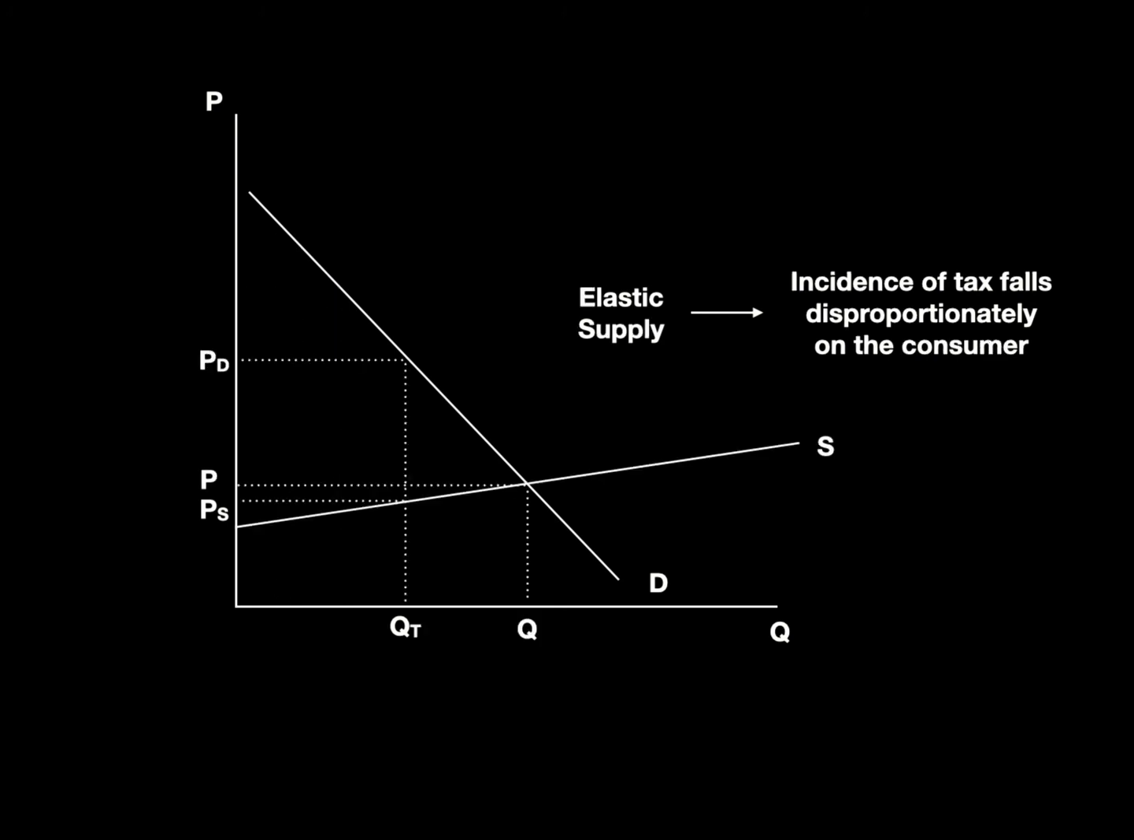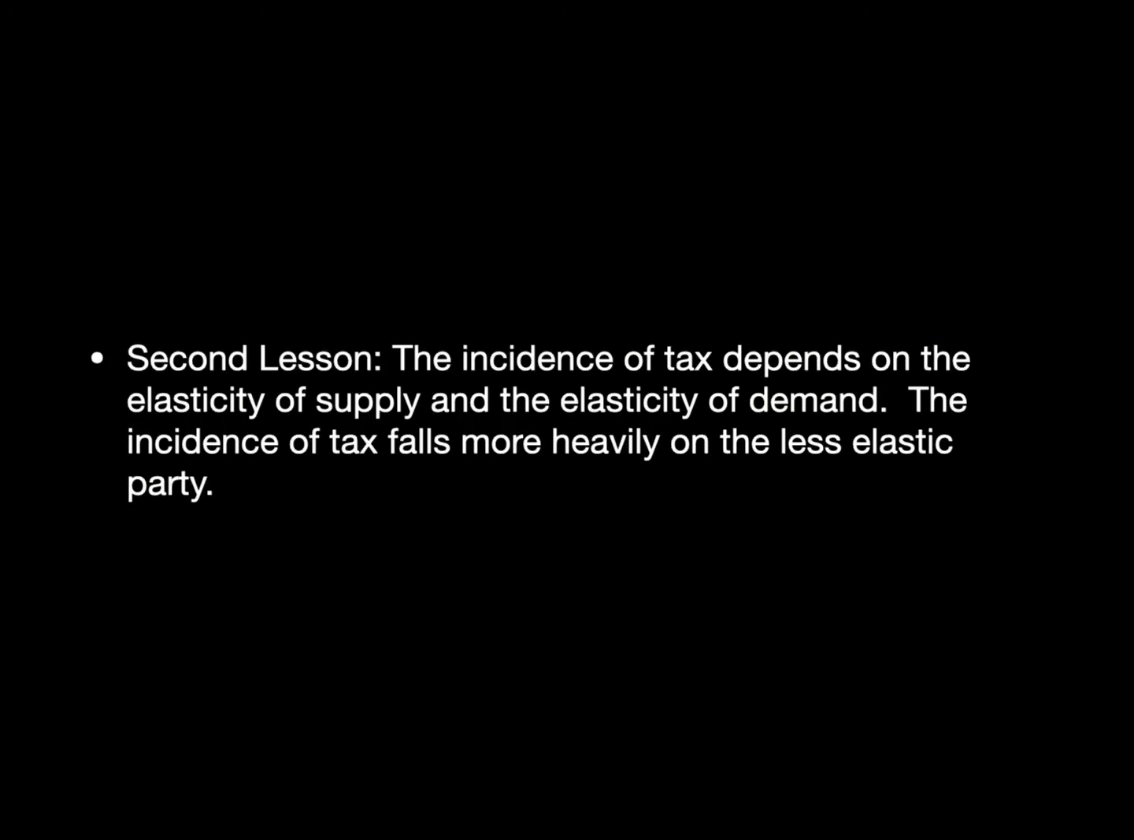How about when supply is elastic? Here you can see that when we drive a tax wedge between the amount the buyer pays and the seller receives, the increase in the price paid by the consumer is greater than the decrease in the price received by the producer. The second lesson of taxation is that the incidence of tax depends on the elasticity of supply and elasticity of demand. Specifically, the incidence of tax falls more heavily on the less elastic party. So in each of these 4 examples, the less elastic party, or the party that was less responsive to a price change, got hit with the greater tax burden.